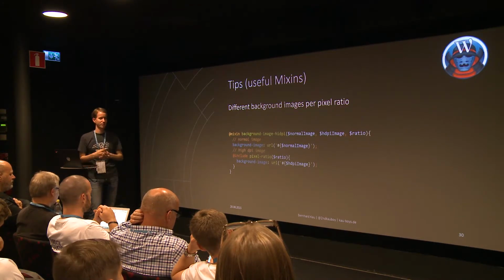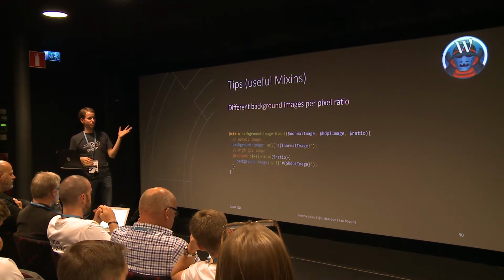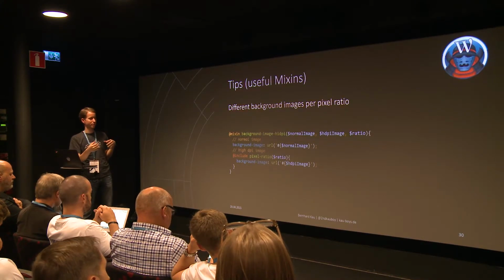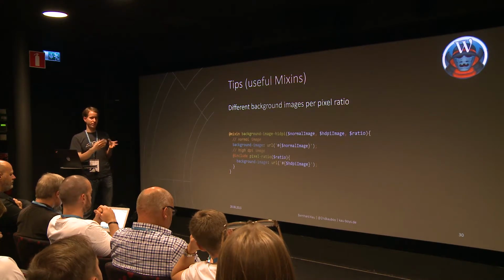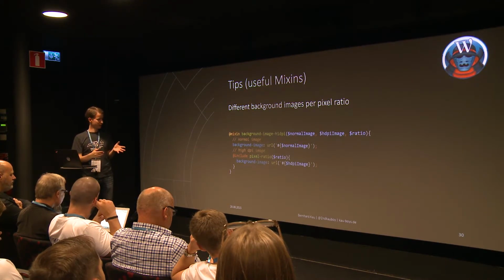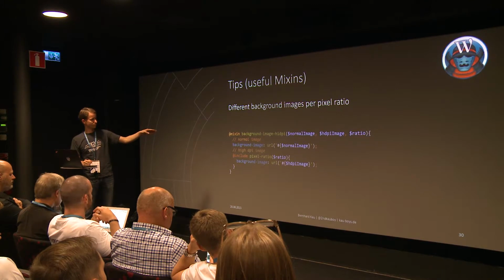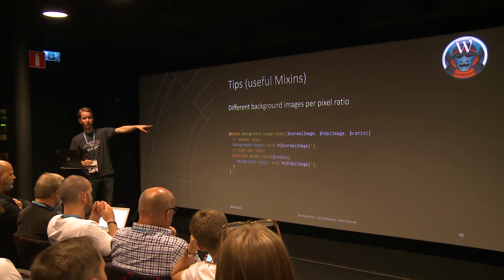And then I made another one using this one. It was for a background image, high DPI. So let's say you have some social sharing icons as a PNG file, for example, and you want to have an SVG file for Retina displays. You can use the mix-in.